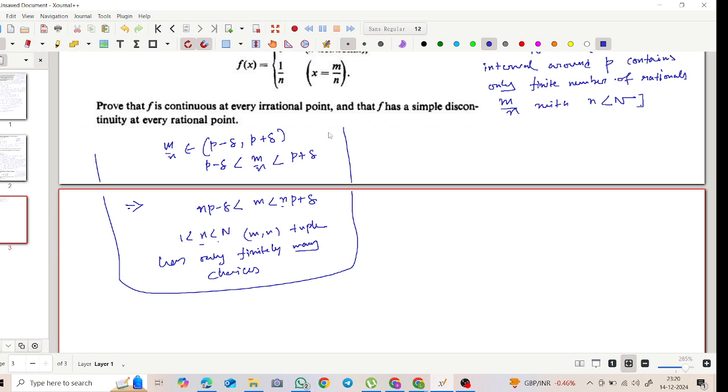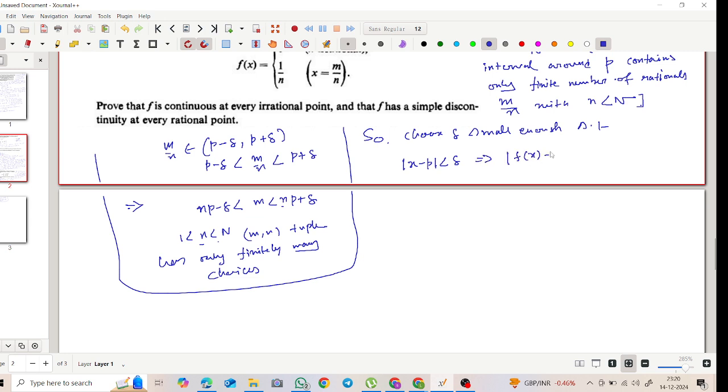So choose delta small enough such that mod x minus p less than delta implies f x less than epsilon. Can it be done?